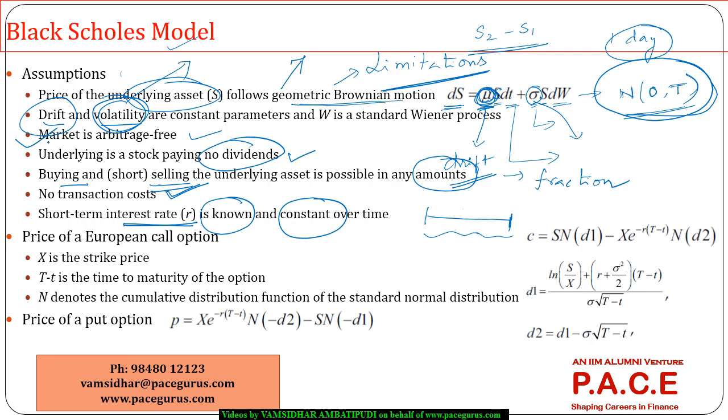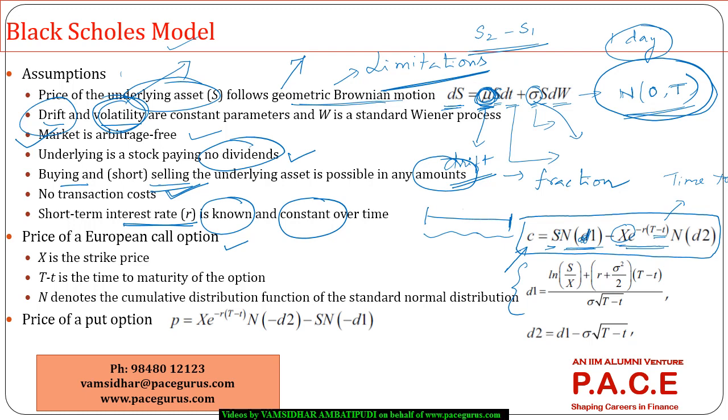Now, based on this, let's look at what goes into pricing a European call option. Based on all these assumptions, the Black-Scholes model works out to this formula for the price of a European call option. It says the current stock price times the cumulative distribution value of the standard normal distribution corresponding to D1, and D1 is computed through this formula. Similarly, minus X e to the power of minus r(T minus t), where T minus t is the time to maturity of the option. So X e to the power of minus r(T minus t) is nothing but the present value of the strike price.